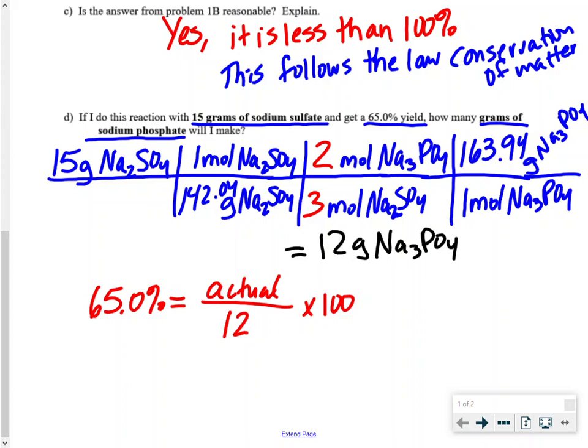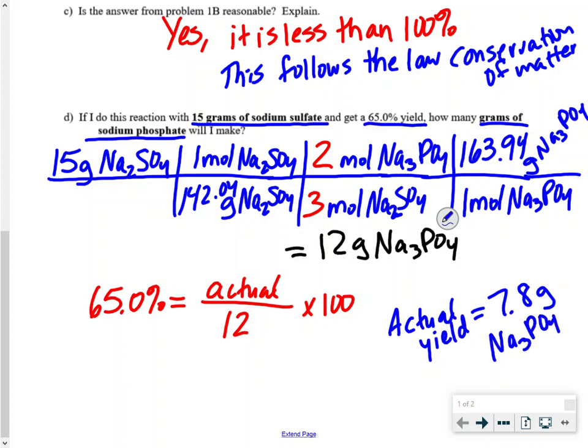We don't know the actual, that's what's missing. We know the theoretical is 12. So can we figure out how much was made? All right, so divide by the 100 and then multiply by 12 to get your actual here. And what is the actual? The actual yield was 7.8 grams of Na3PO4. Very good.